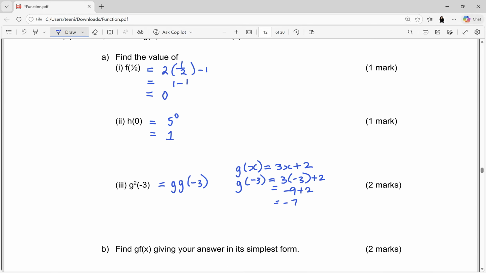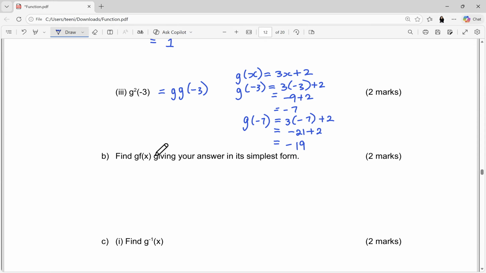So then g of -7, because that's what g of -3 is, right? To find g of -7, it would be 3 times -7 plus 2, which is -21 plus 2, which gives me -19. -21 plus 2 is -19. So g squared of -3 is -19.